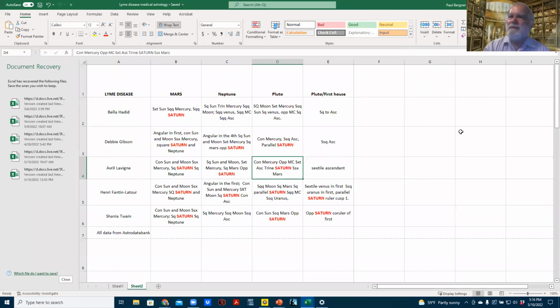Yes, there. So these were the five Lyme disease charts, right? And here were the aspects to Mars, Neptune, and Pluto. Like I said, I don't have progressions. I didn't have dates of onset. But I said, you know, I'm writing Saturn a whole lot here. And I thought for graphic purposes, I would make Saturn all caps and red. And you can see the prominence of Saturn in the discordant aspects of these five charts.